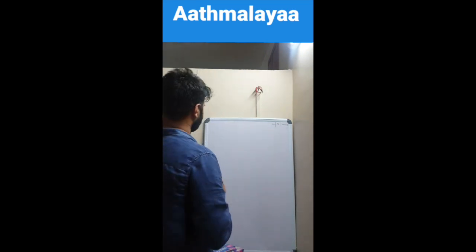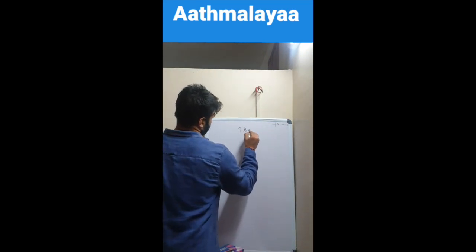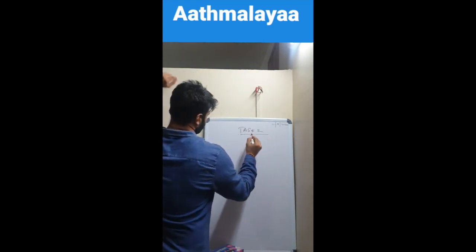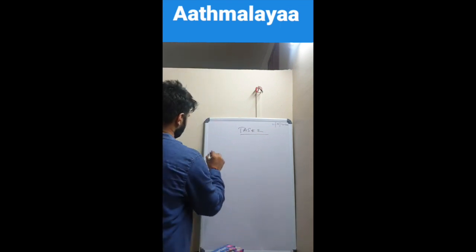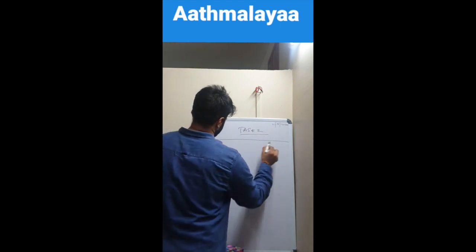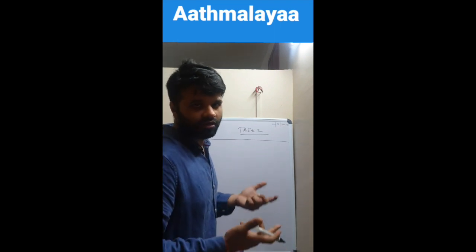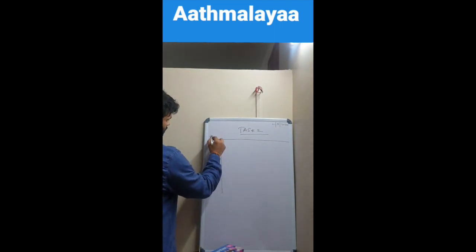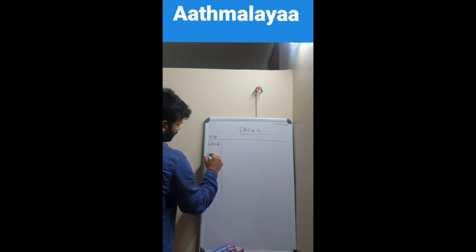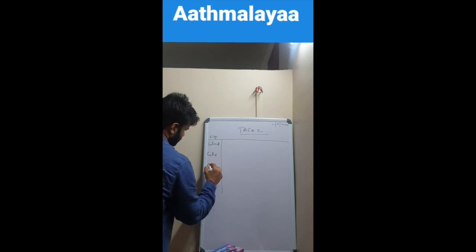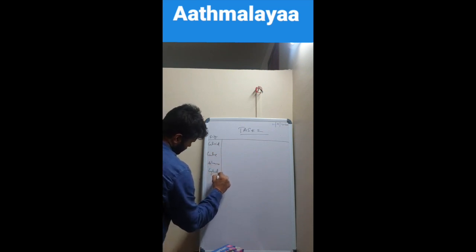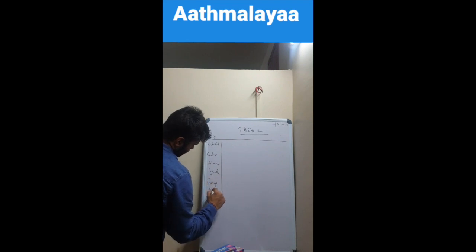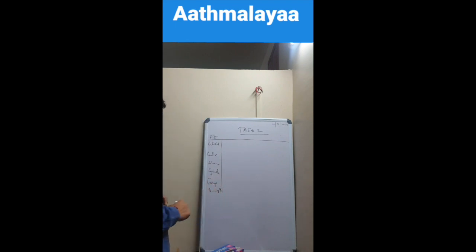Task 2. Make a table. Take a big A4 sheet or maybe a chart if you have, make a table. Cuboid, cube, sphere, cylinder, cone, hemisphere. Write all the names here.